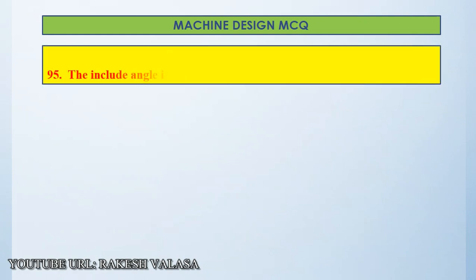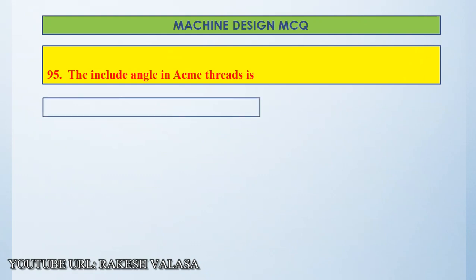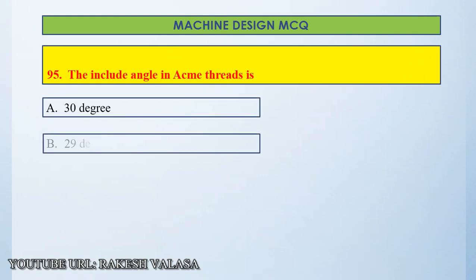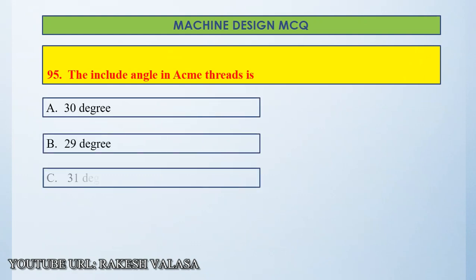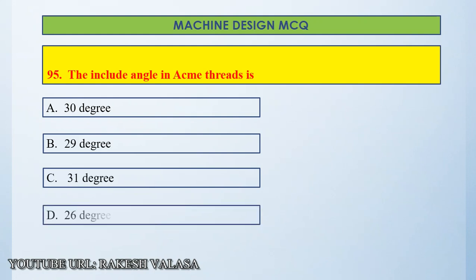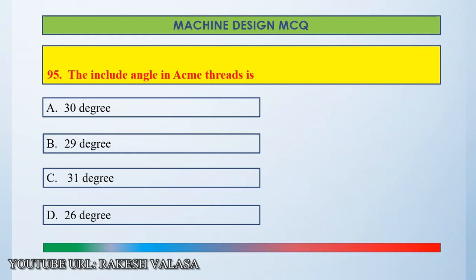Question number 95. The included angle in Acme threads is: option A, 30 degrees, option B, 29 degrees, option C, 31 degrees, option D, 26 degrees. The correct answer is option B, 29 degrees. Let us see the explanation.